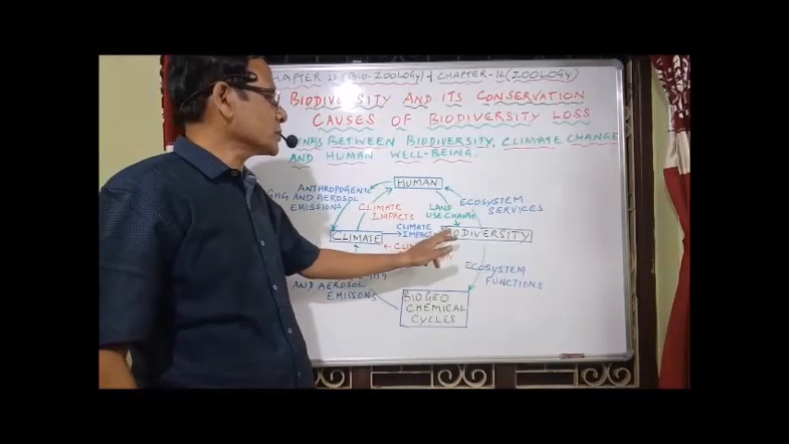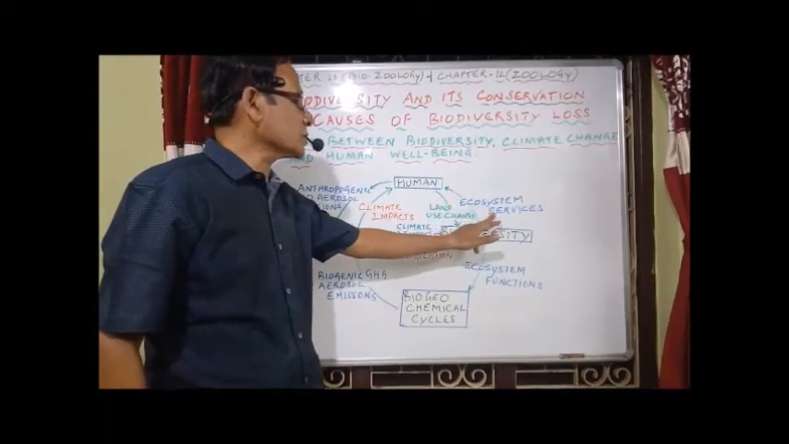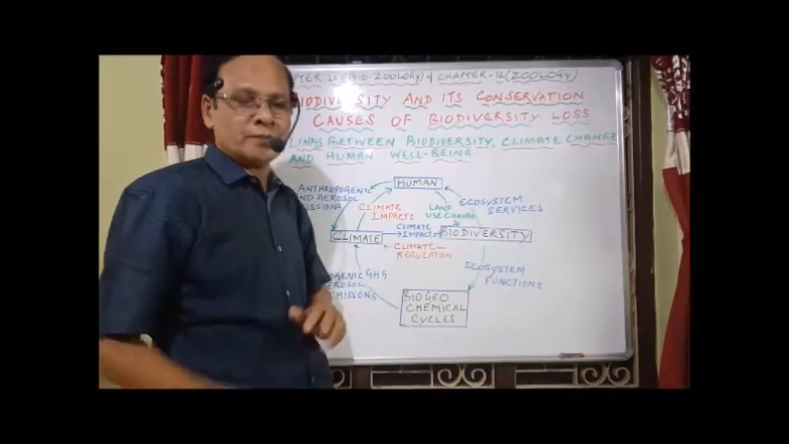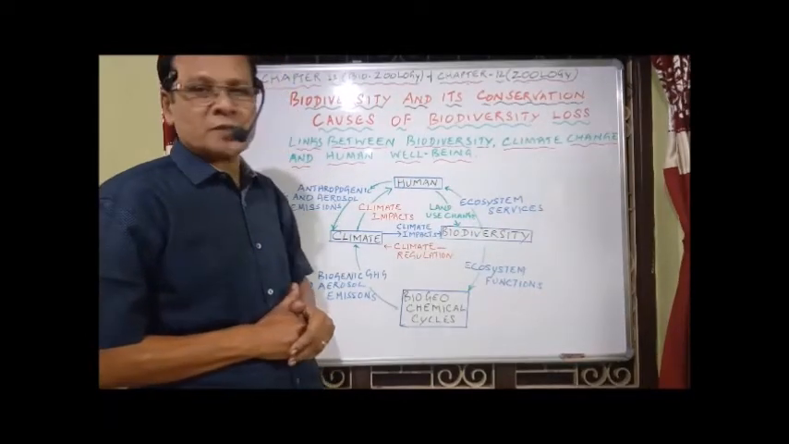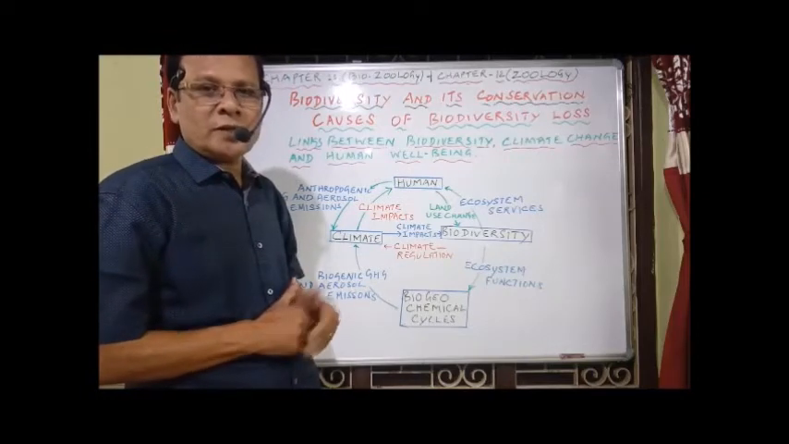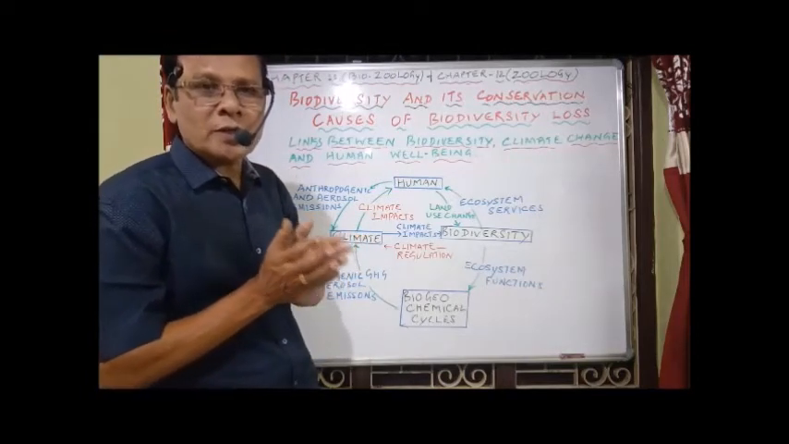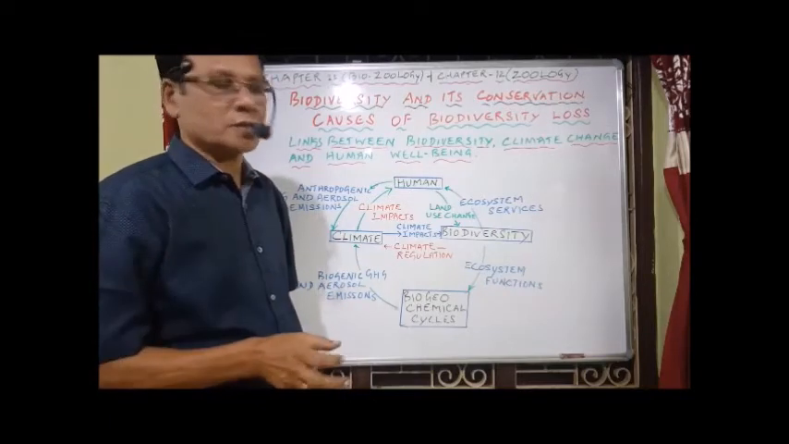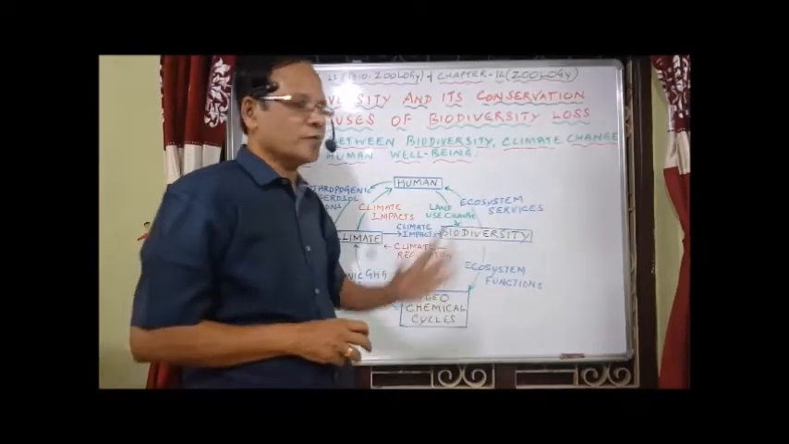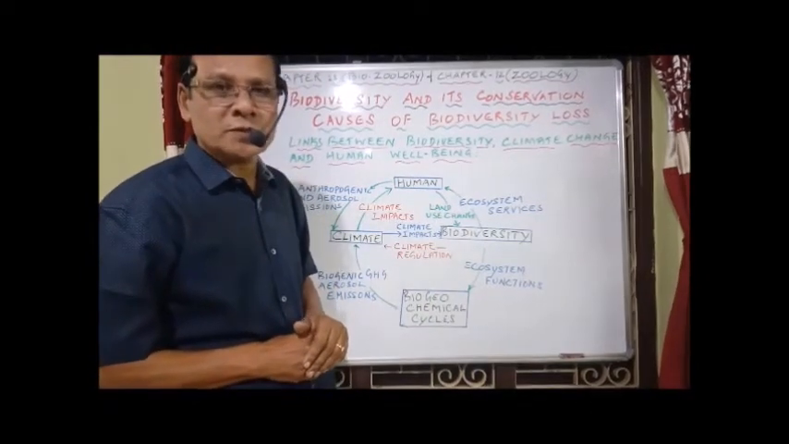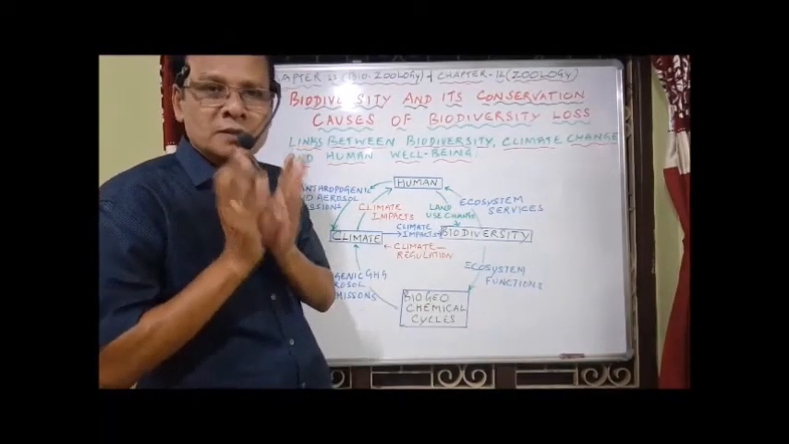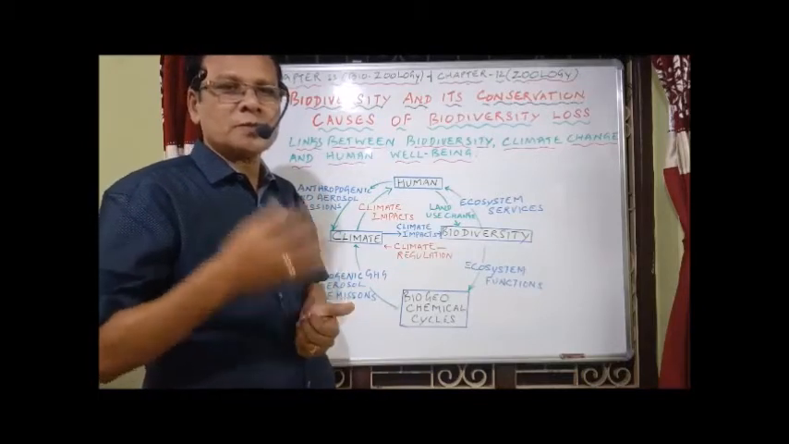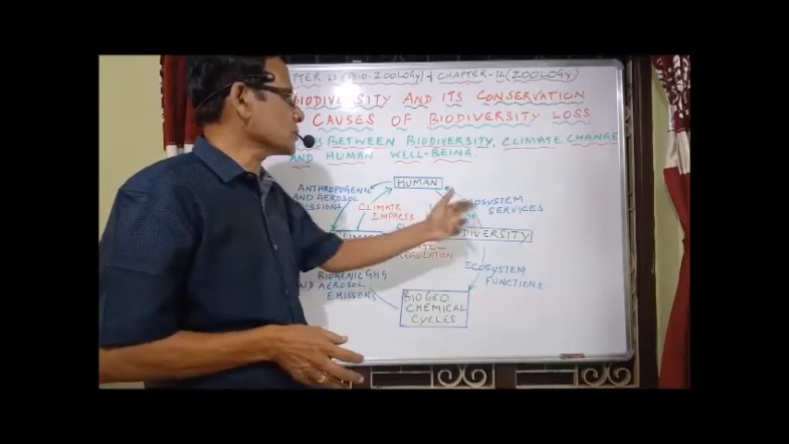Biodiversity provides ecosystem services to humans. The arrow mark is towards human well-being. So what are ecosystem services? They are the various products of ecosystem processes. The products of ecosystem processes are called ecosystem services.